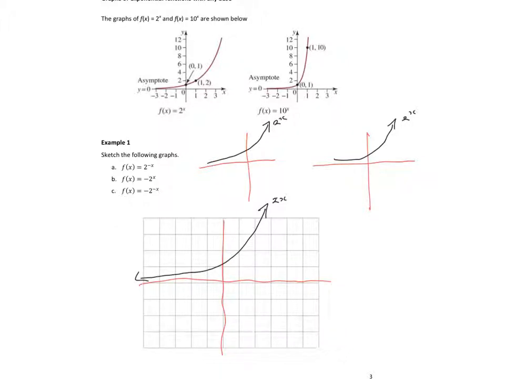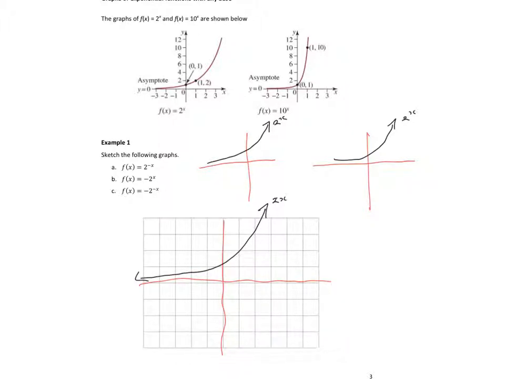And it makes sense. 2 to the power of 1 is only 2, but 10 to the power of 1 is 10. 10 to the 2 is 100. 2 to the 2 is only 4. So the same basic shape is there. Y-intercept is there, horizontal asymptote, etc. The only thing that changes is the steepness of the graph.